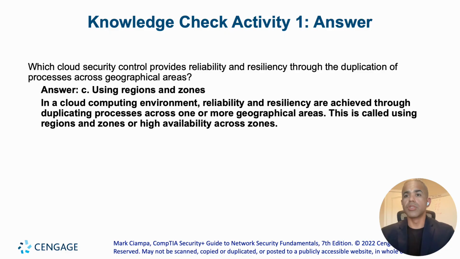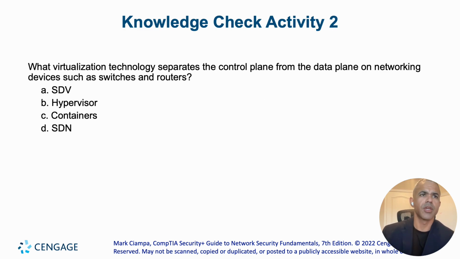If you said using regions and zones, then you're absolutely correct. When we have different zones, we can achieve that reliability and that resilience because we're able to duplicate the processes, even duplicate devices like the domain controllers or the web servers across all of these areas, which brings a lot more resilience and makes sure that your customers can have a reliable environment that they'll always be able to access their services through.